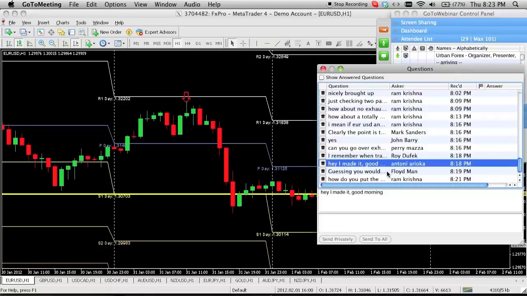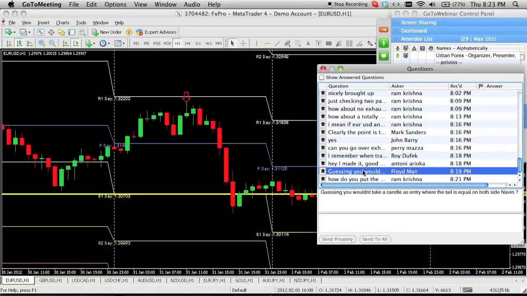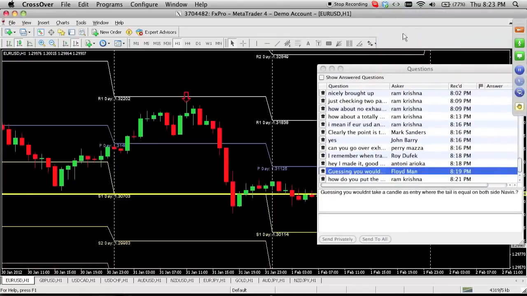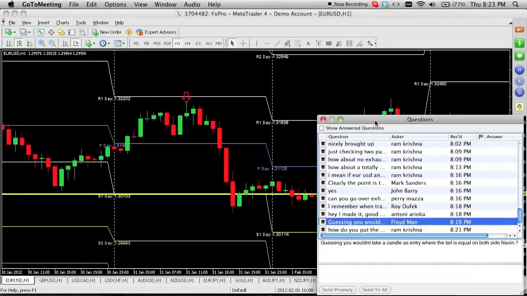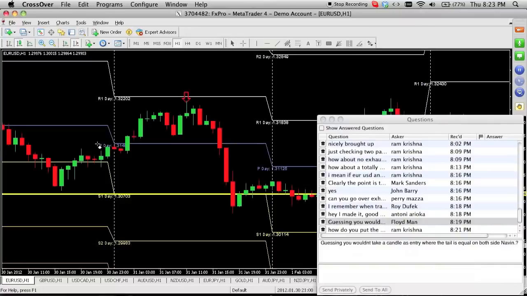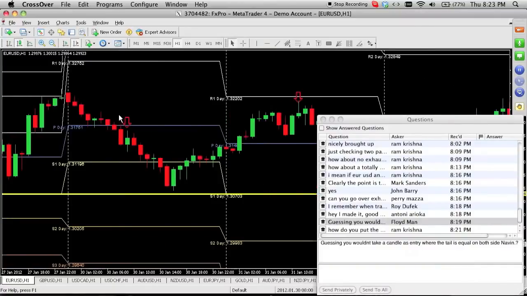Glad you've made it. Floyd, guessing you wouldn't have taken a candle as entry where the tail is equal on both sides. Naveen, yes. Floyd, no. If the tail is equal on both sides, that's similar to a doji. If the body is equal, otherwise, this is exactly what you're talking about. Let me show you. Here it is. This pattern right here. This is what we call indecision in the market. So you want to avoid that. That's not something we can work with.